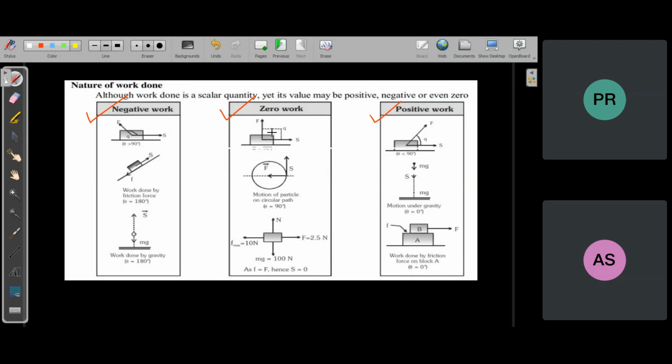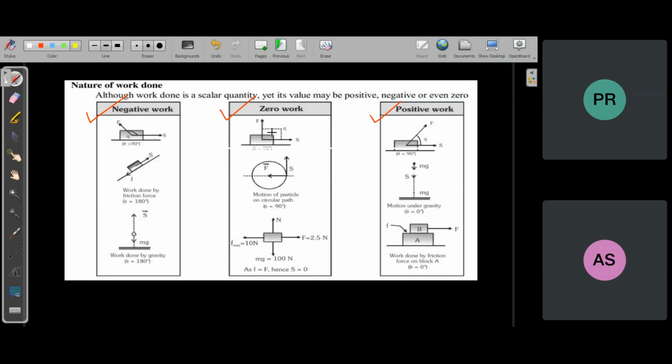What is the significant meaning of positive work, negative or zero work, sir? You will understand the significant meaning of work when you understand the relationship between work and energy. Work and energy are related. Work is actually a way to transfer energy. So when that transfer is negative, work done is negative.